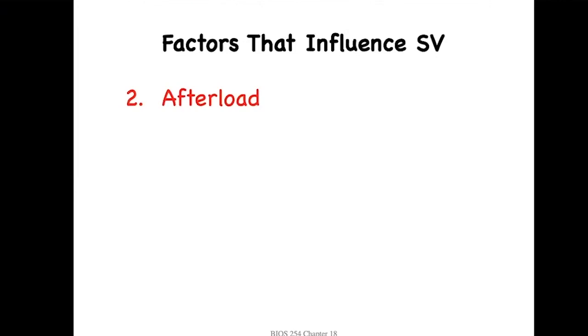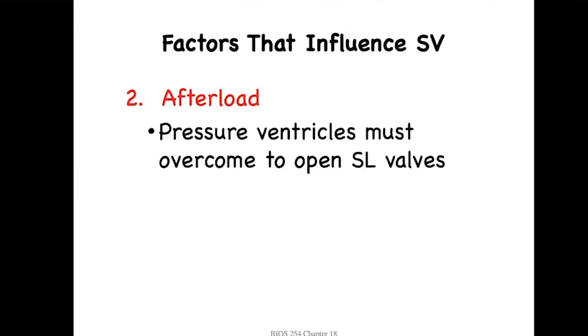This is called afterload. And afterload is the pressure that the ventricles must overcome to open up the semilunar valves. Recall that the semilunar valves open along pressure gradients. So in order for the semilunar valves to open, ventricular pressure has to be greater than the arterial pressure. So this is related to arterial pressure. As arterial pressure goes up, afterload goes up as well. So this is the pressure in the ventricles that you have to create in order to overcome arterial blood pressure to allow the semilunar valves to open.